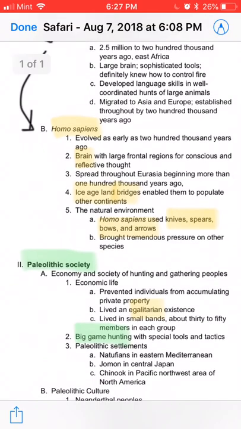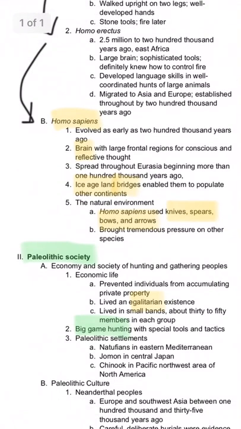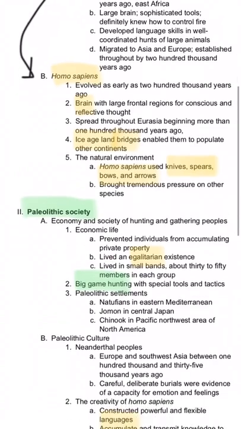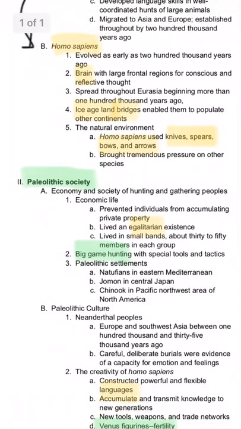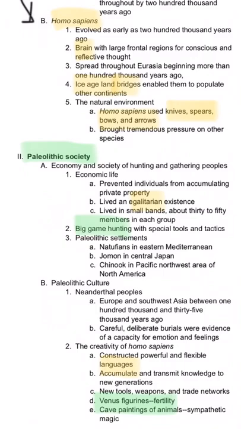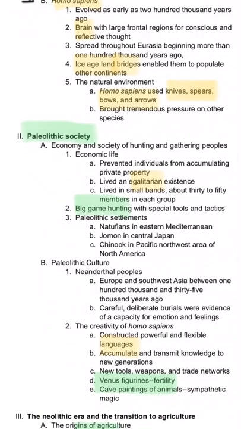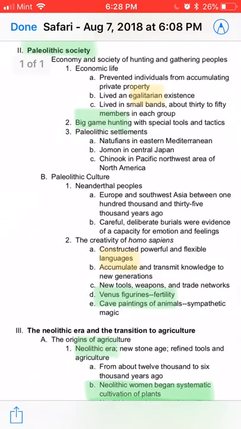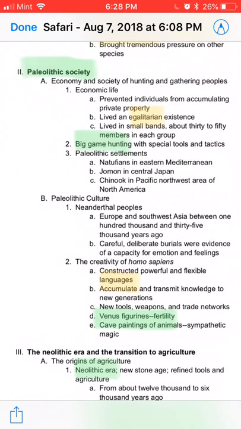So anthropologists basically note that Homo sapiens have a really developed brain, so they have frontal cortexes and stuff like that. And that allowed them to spread eventually through the Ice Age land bridges. For example, the Bering Strait you always hear about, that was one of the Ice Age land bridges. And also, Homo sapiens were able to adapt to their natural environment. They used knives, spears, bows, arrows, basically stuff they could use to defend themselves and also attack other things so they could survive. So number 2 is Paleolithic Society, and this is really important.